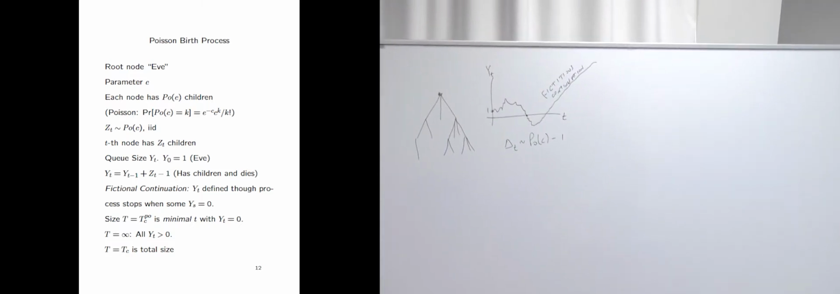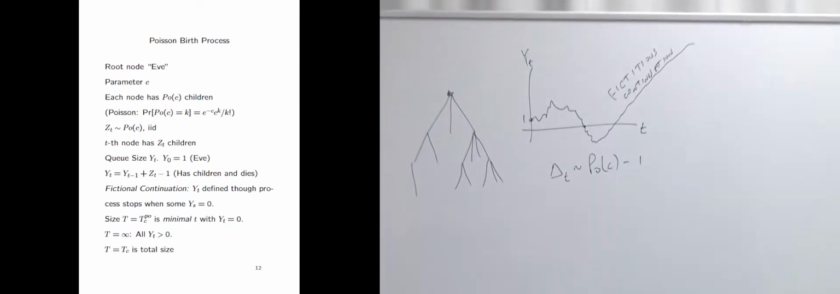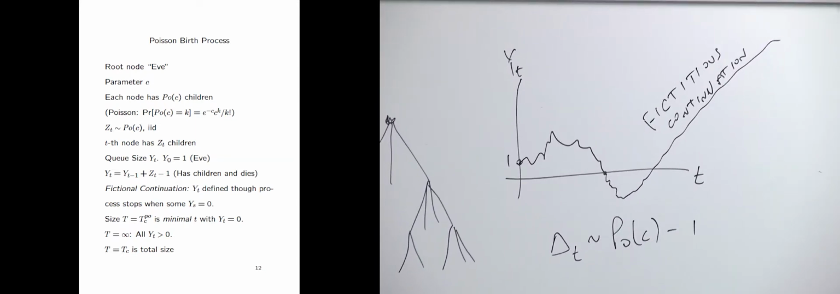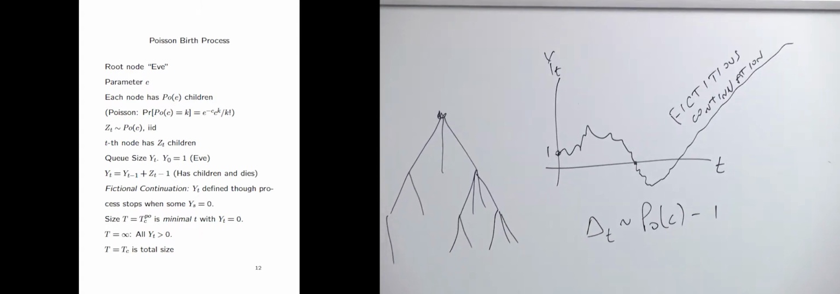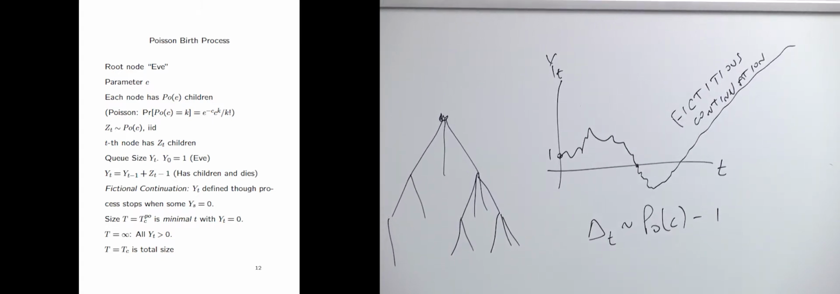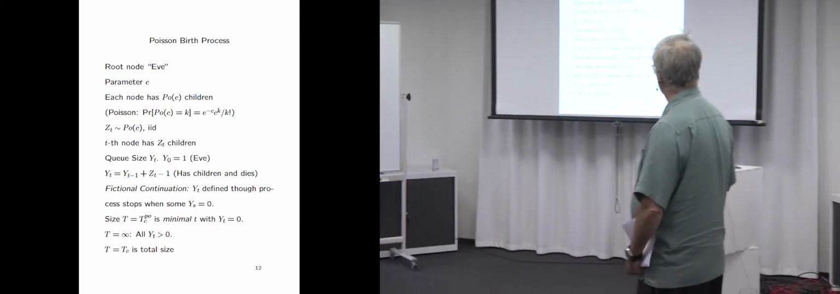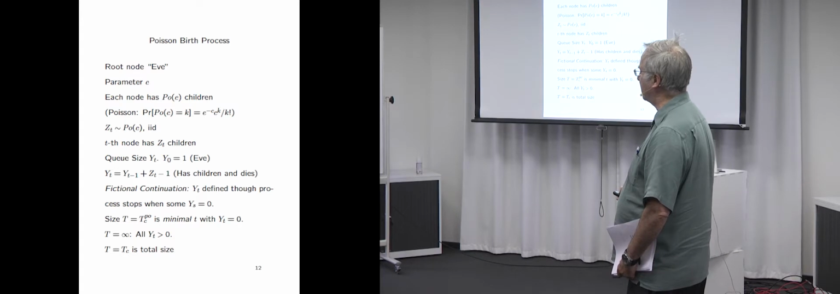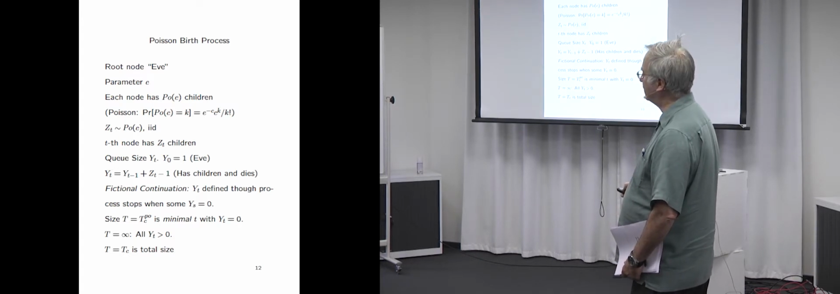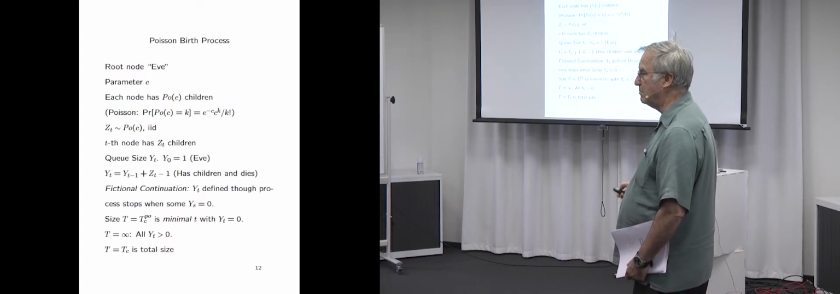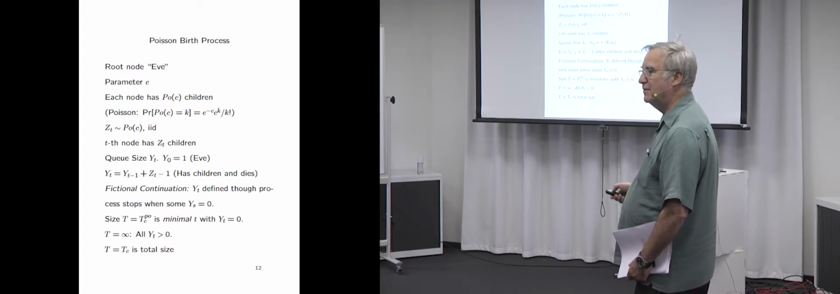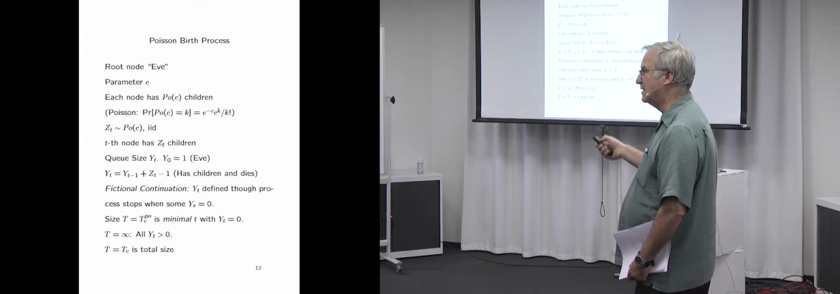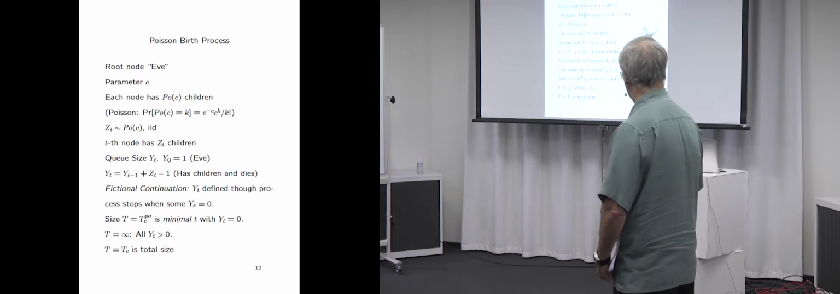So, the size is the first place where it hits 0, but the size might be infinite. So t equals infinity means that it never hits 0. Now, if c is greater than 1, it's got positive drift, so it may drift off to infinity. If c is less than 1, it's got negative drift, so it's got to hit 0.